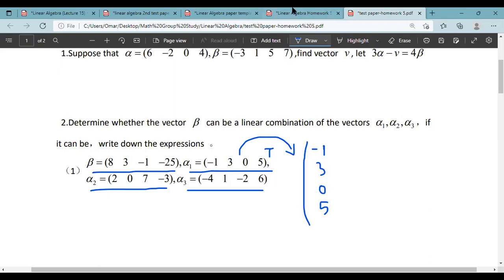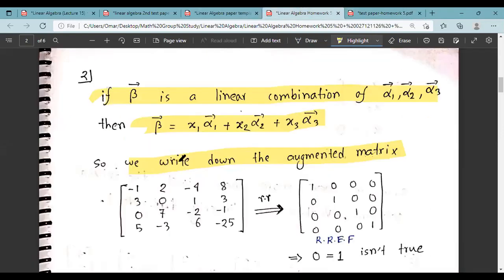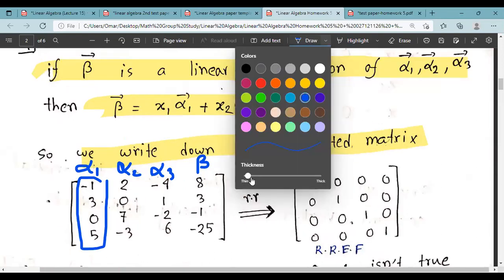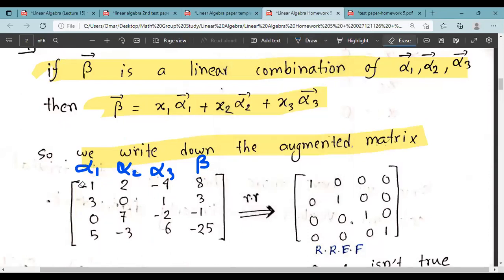-1, 3, 0, 5. So you write down here, okay? And the same way, here is alpha 2, here is alpha 3, and here is our beta, okay? Here is alpha 1. So guys, I think you understand this part. So I have just written alpha 1, alpha 2, alpha 3, and beta here in an augmented matrix form, okay?